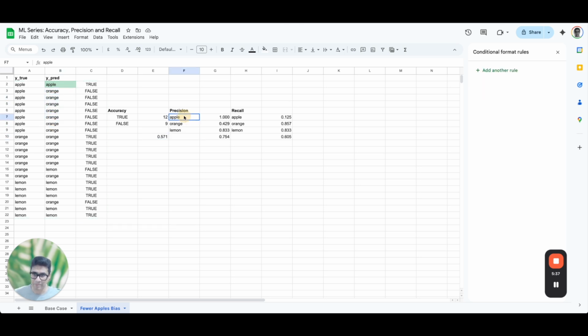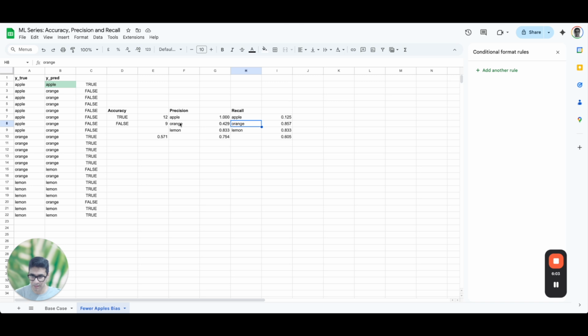Now, if you look at apple, what does this mean? It's a precision of 1. It means whenever this model identifies an apple, it always is an apple. So it's precise. But the problem is it's misidentifying a bunch of other apples out there, and hence the recall value is also very low. Out of the 8 values, only 1 was identified. So 1 by 8 is 12.5%, which is exactly what this number is.